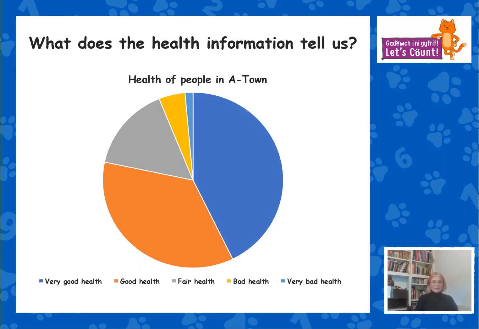Another question that the census asks is what people think about their own health. It asks people if they think they are in very good health, fair health, bad health, or very bad health. This pie chart gives us this information for the people who live in CTown.